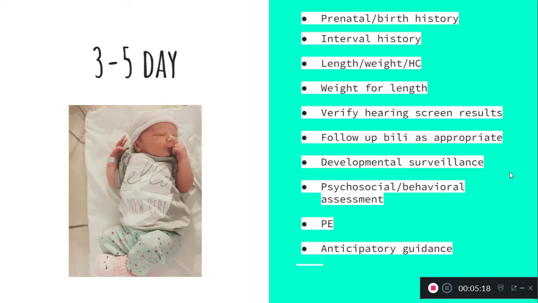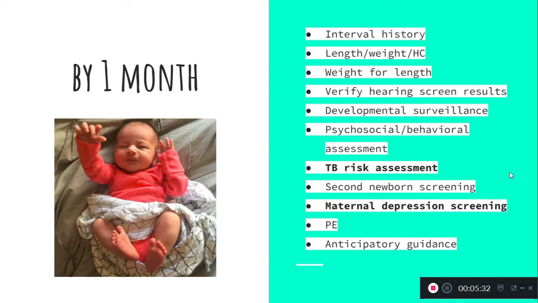At each visit, age-appropriate physical examination is essential, with the infant totally unclothed or older children undressed and suitably draped. We're doing a great job with our anticipatory guidance handout. Now, by 1 month, this is obviously our 2-week appointment. So we're going to get our interval history, our measurements, same as last time. We're verifying those hearing screening results, doing our surveillance, our social behavioral assessment.